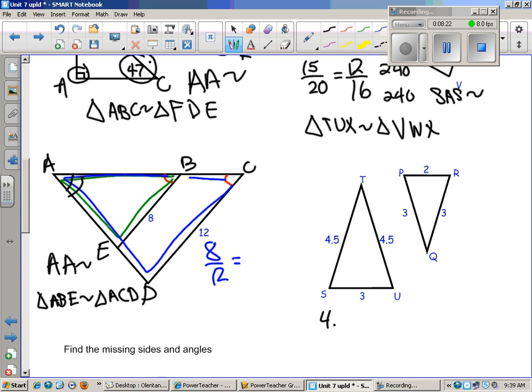So what measurement does 4.5 go with on this? 3. So 4.5 and 3 for the other side. And 3 and 2. Okay, and then I do cross products. 2 times 4.5 is 9, and 3 times 3 is 9. Are they proportional? Yeah, because the cross products are equal.